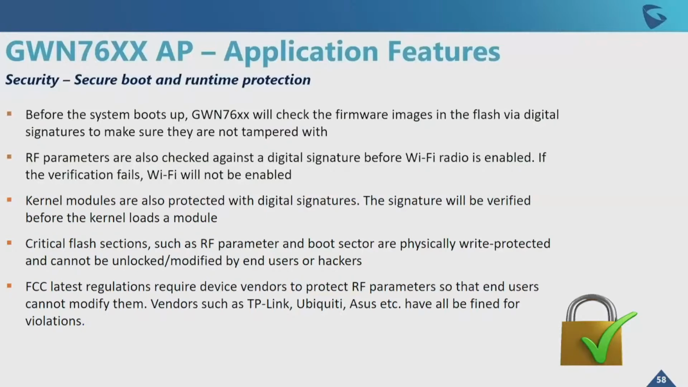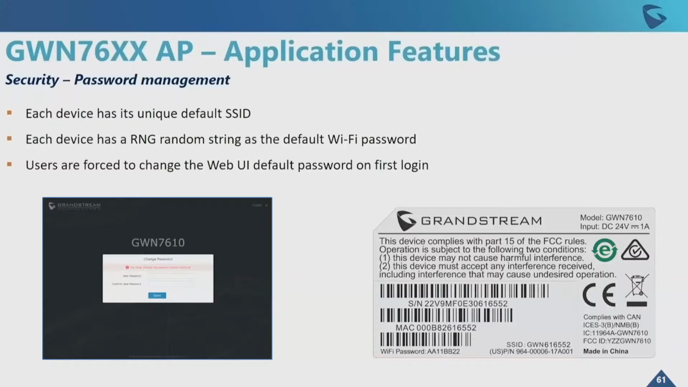Again, we have unique passwords for every access point by default. We mentioned earlier that the default SSID format is GWN followed by the last 6 digits of the MAC address. But each Wi-Fi password also is a random string that is generated in the factory. And as soon as you log into one of our devices, you'll be forced to change the default web UI password, which is not very complicated. The default password for the web UI is admin. The default Wi-Fi password is different. It's different for every access point. So it's important that you distinguish the difference between the two.